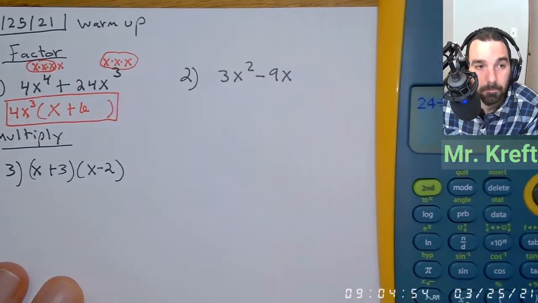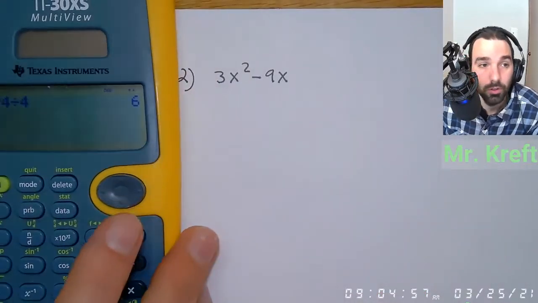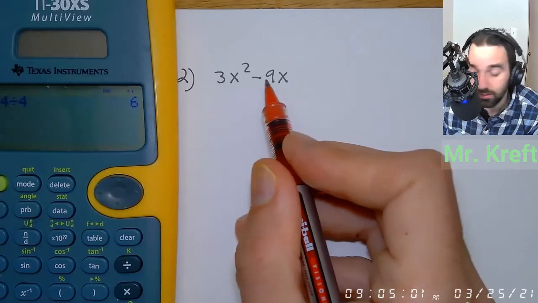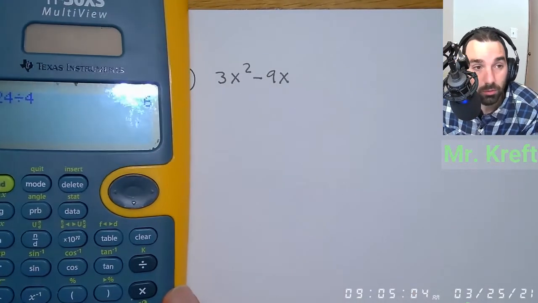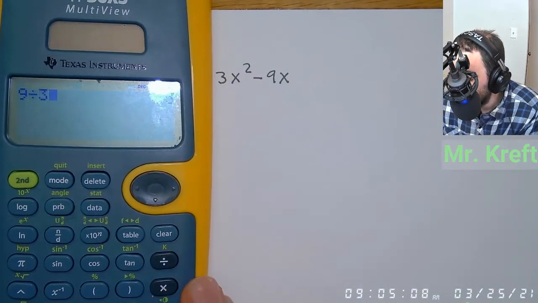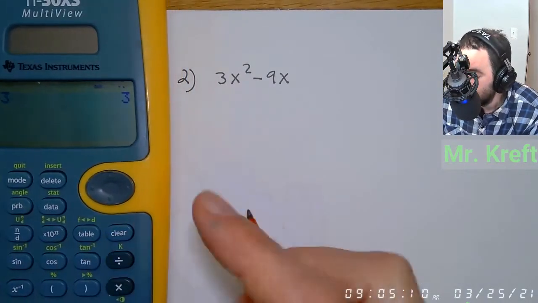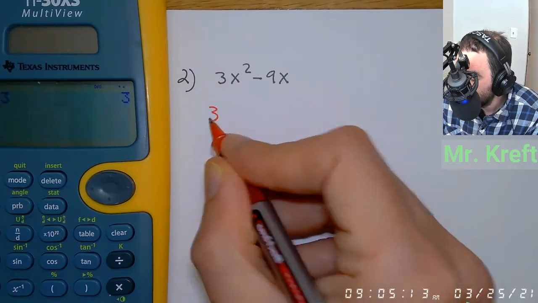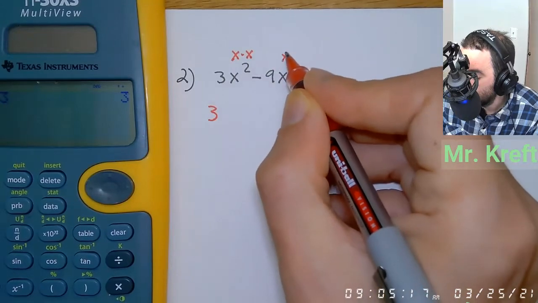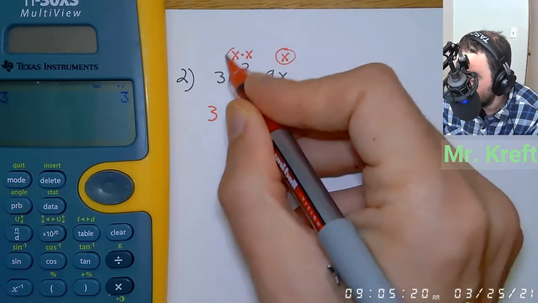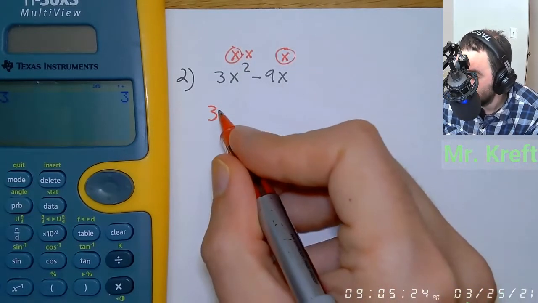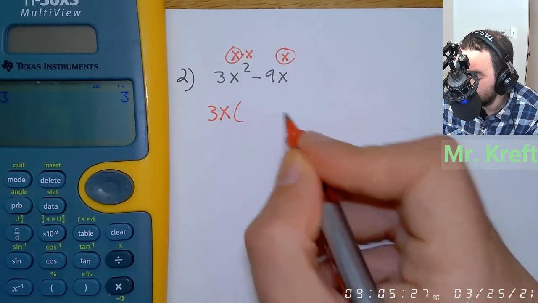Okay, let's do this next one. So for this next one, I'm going to take a look. The biggest number here is 3. The biggest number here is 9. So let's check to see if 3 goes into 9. Remember, goes into means division. So 9 divided by 3 is 3, okay? So I'm going to pull out a 3. And then here I have 2 x's, and here I have 1 x. So if I pull out 1 x, I can pull out 1 x here, and I'm left with 1 x, okay? So I'm going to pull out a total of 3x.